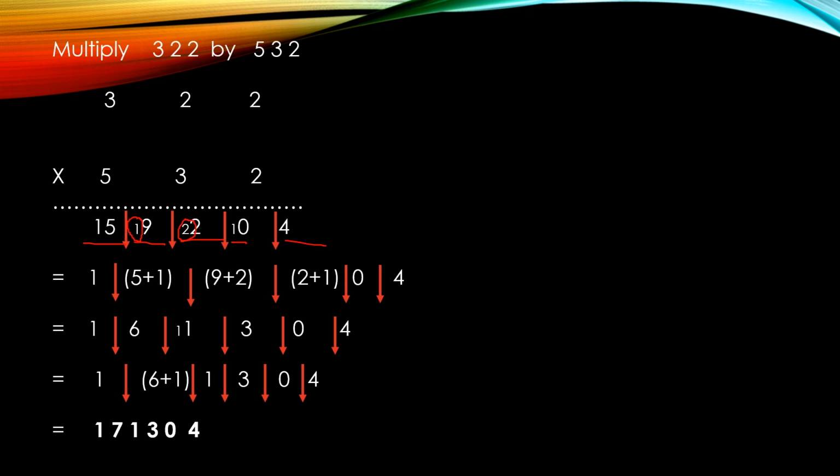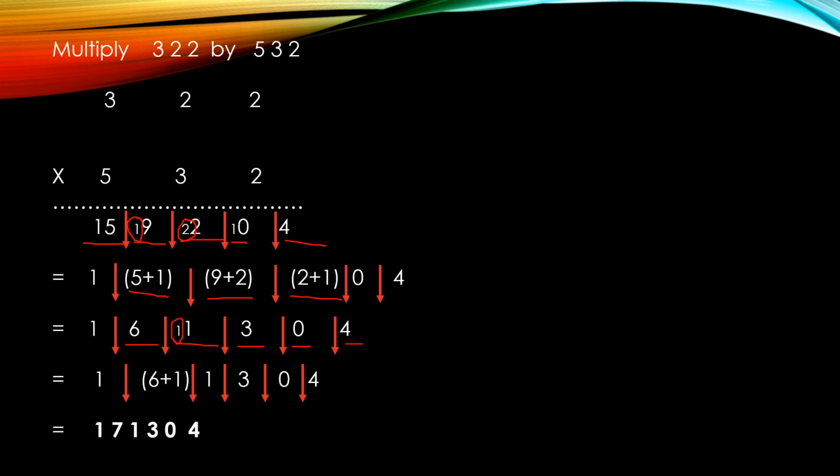Now we add the carryover with the digit 5. 5 plus 1. Then we add the carryover 2 with 9, 9 plus 2. Then we add the carryover 1 with 2, 2 plus 1. Then write down 0 and 4. Now write down 1. 5 plus 1 is 6, and 9 plus 2 is 11. Here 1 is the carryover in 11. And write down 2 plus 1 is 3 and this 0 and write down 4.